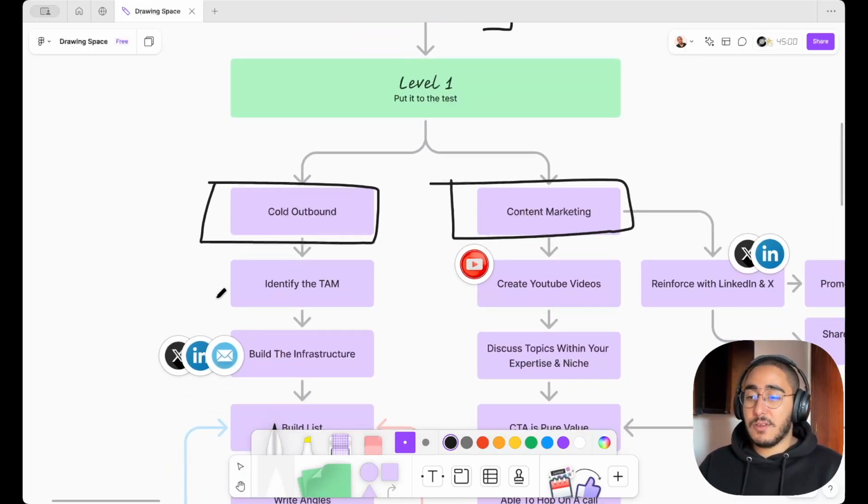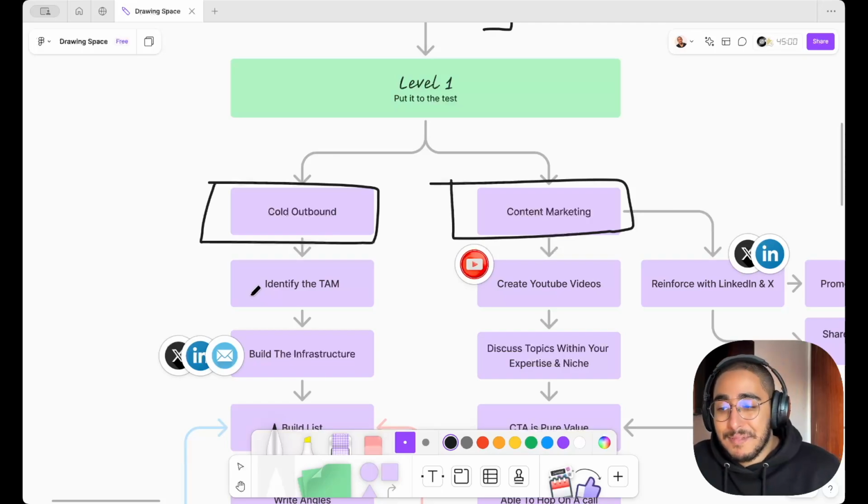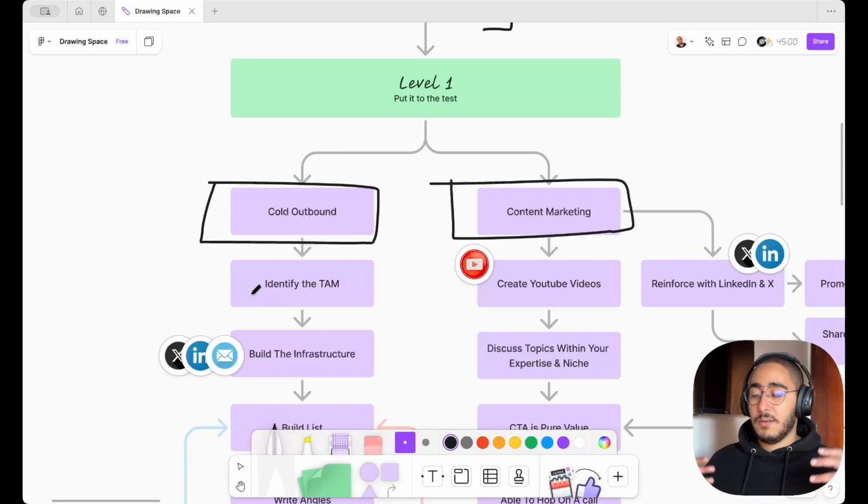For cold outbound, you need to identify the total addressable market. You need to figure out how many leads or how many emails you can get in your market. This is going to decide the type of infrastructure that you build, because if you have a total addressable market of 300,000 leads, then you might need a massive cold email or cold outbound infrastructure, especially if you need the volume of outreach in order to generate good quality leads.